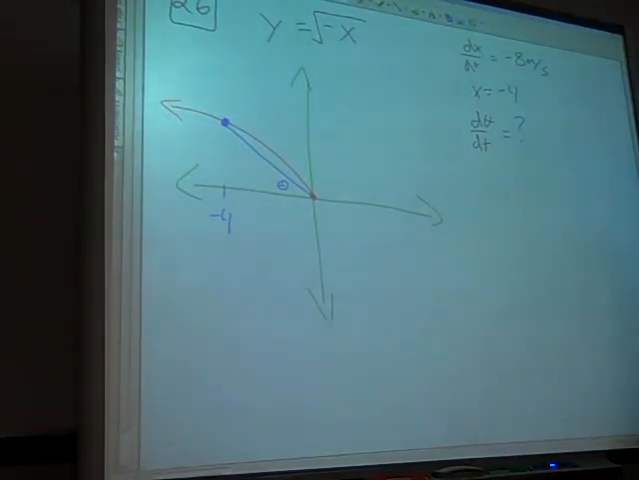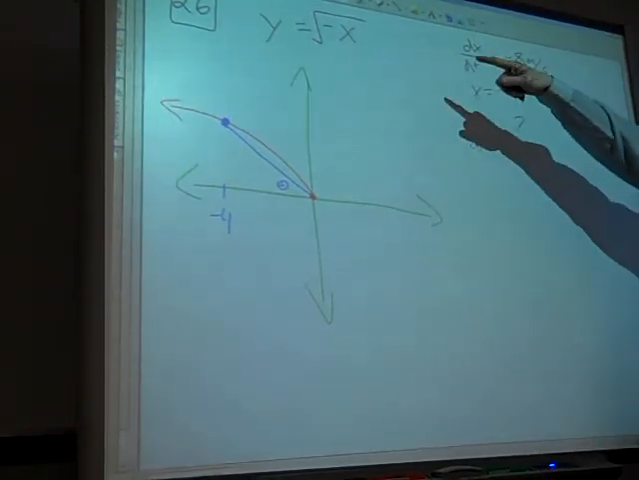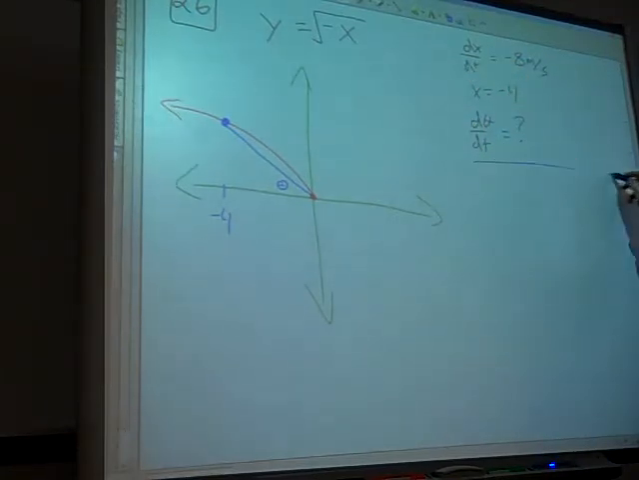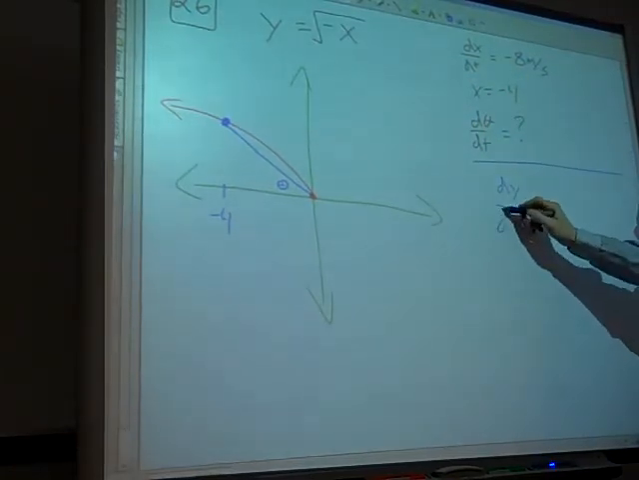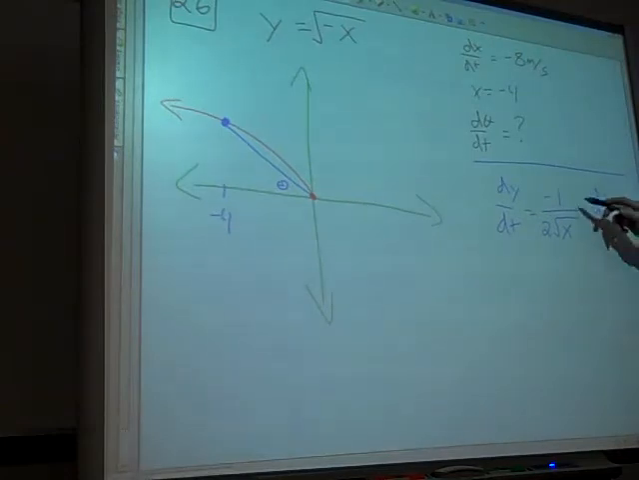We have dx/dt. We don't have dy/dt. Can we find dy/dt? Yeah, by just taking the derivative of the equation. So dy/dt equals -1/2 times the square root of x times dx/dt. I think that's right. Where does the negative come from? Oh, square root of negative x. Where does the negative come from?